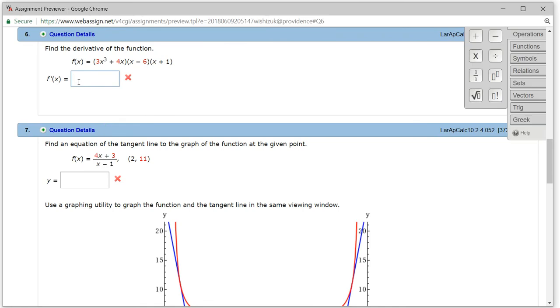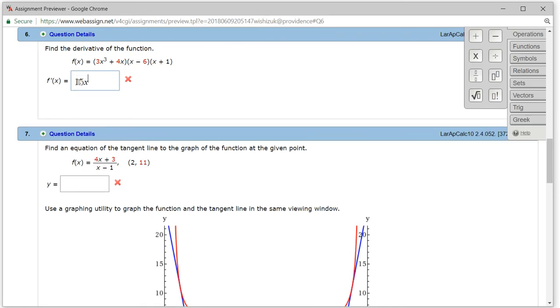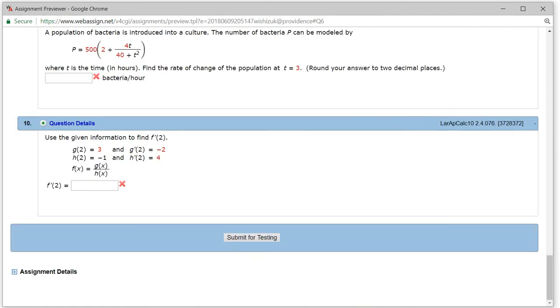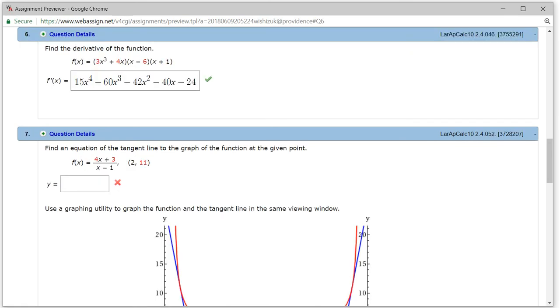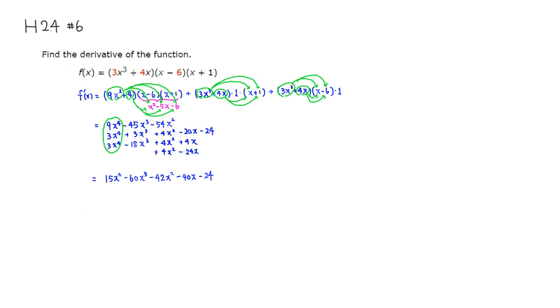All right, so what we got was 15x to the 4th minus 60x cubed minus 42x squared, actually, that's not what I want, minus 42x squared and a minus 40x minus 24. All right, let's check the answer. Submit for testing. It came back and looks like we got this one correctly. All right, that's it. I hope that this was clear.